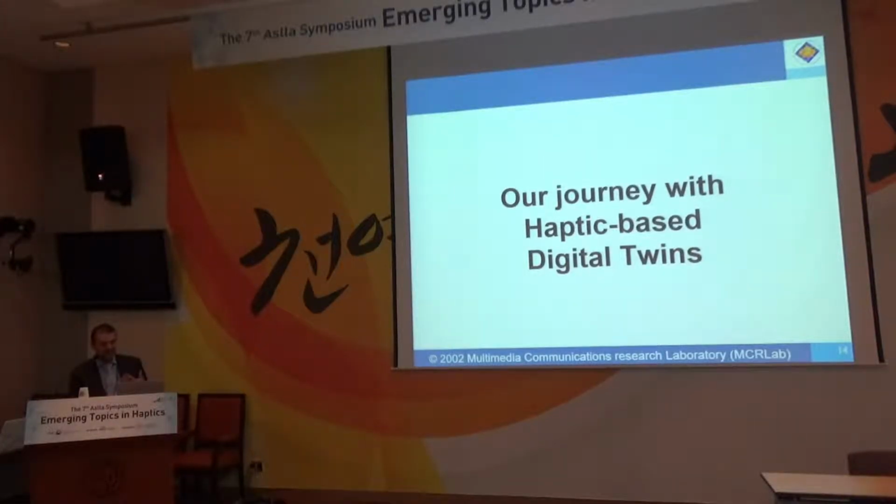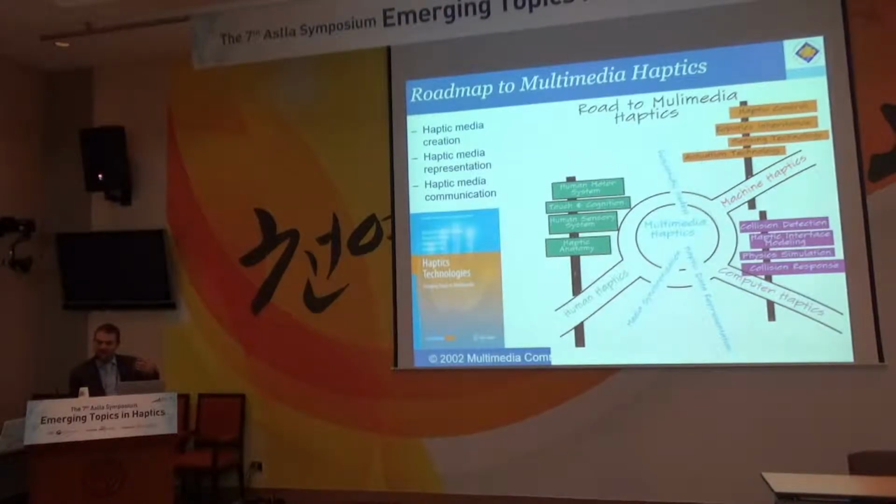So what is our journey with digital twin? It started back in 2002 and didn't end, but in 2011 we came out with the haptic technology book, where we had the multimedia, the haptic perception group, the haptic robotic or hardware group, and the computer graphics or haptic rendering group. There was a lack of interconnection between them, and we thought that haptic technology, the multimedia, could be the roundabout where those three fields can merge together.